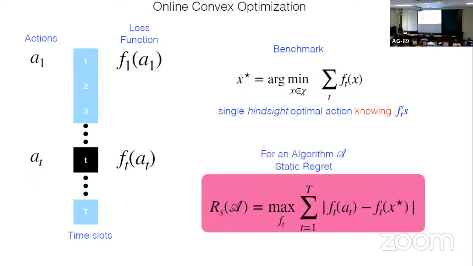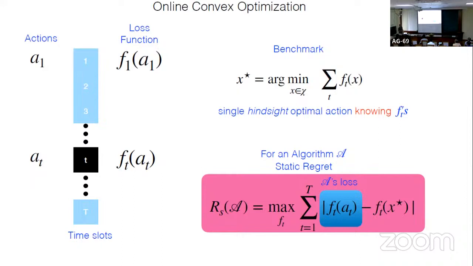Now I can define a performance metric for my algorithm, which is defined as static regret. R stands for regret, S stands for static. This is the loss you're going to incur by choosing your actions evaluated at f_t's. This is the loss the OPT is going to incur. And you take the difference of it. That's what is defined as regret, over the worst-case choice of f_t's which the adversary can choose. That's my goal.